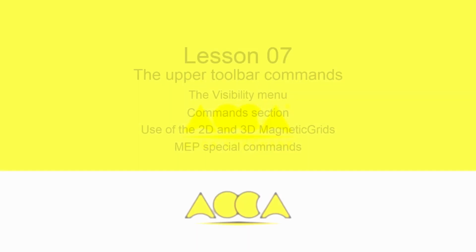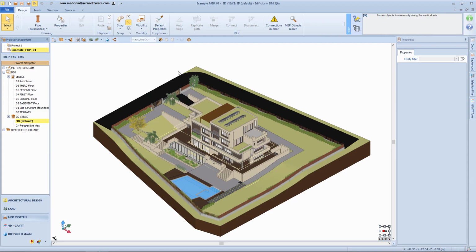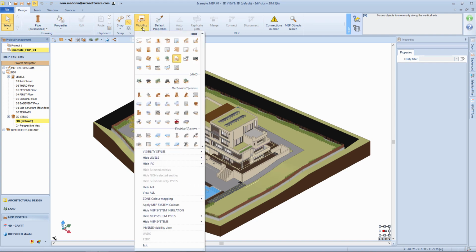Lesson 07. The upper toolbar commands. The visibility menu. The visibility node appears among the various options on the drawing toolbar. From this section it is possible to manage the visibility of the project being carried out in the working environment.